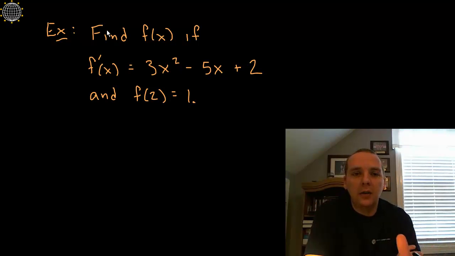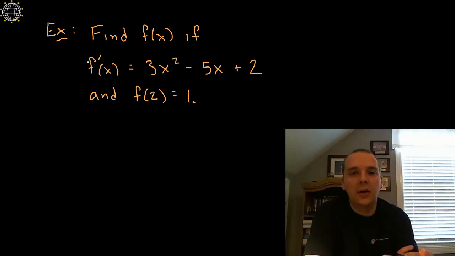We're asked to find little f of x if we're given the derivative 3x squared minus 5x plus 2, as well as what we call an initial condition. F of 2 has to be equal to 1, and I'll explain why that's in there in just a minute. Okay, so the first step should be somewhat clear. If we're given a derivative, to get the original back, we're going to have to integrate because, as we should already know, integration and differentiation are, in some sense, inverse operations of one another.